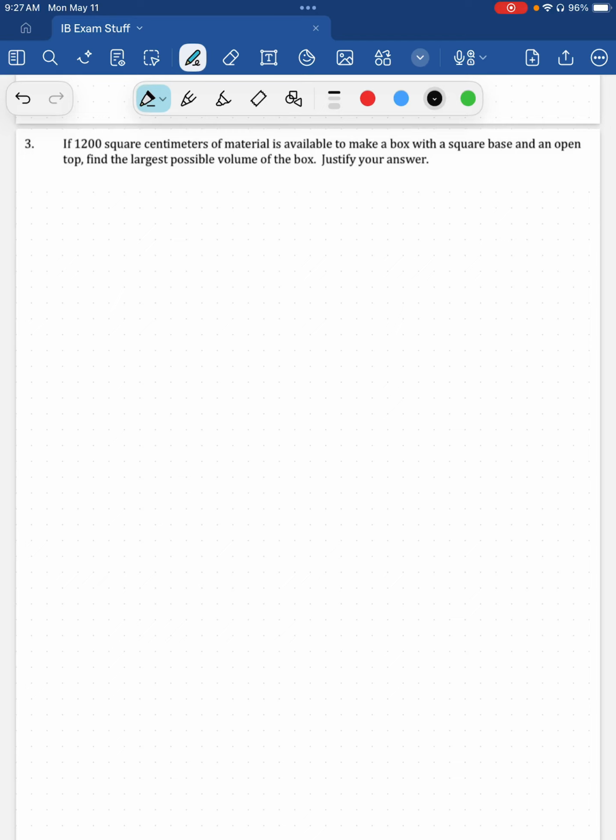Question number 3 says if 1200 square centimeters of material is available to make a box with a square base and an open top, find the largest possible volume of that box.